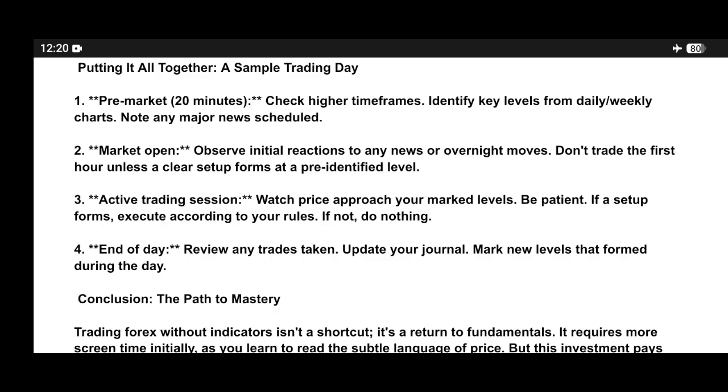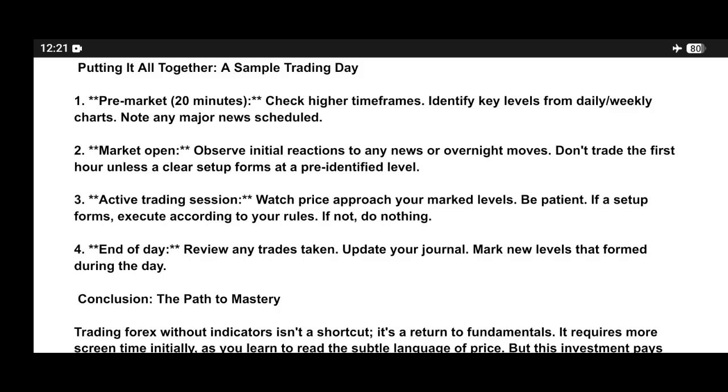Then number three, active trading session. Trade on active trading session. Don't trade in a slow session. The best session to trade forex is during the London and the New York session, which is the overlap, or during the London session. Trade when there is high volatility in the market. Are you getting me? Then number four, end of the day, you need to review your trade and know whether it is a profit or loss.